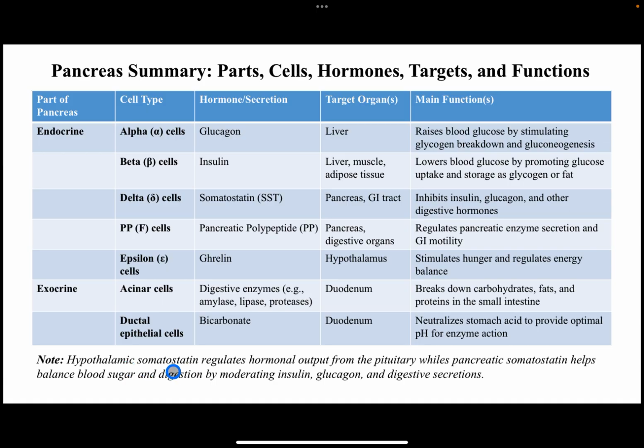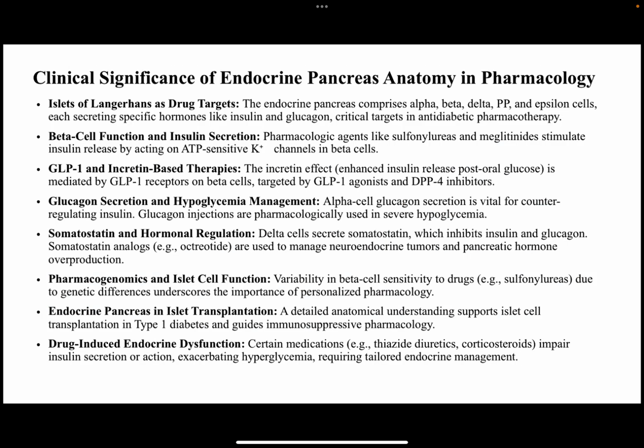Now, remember that we have hypothalamic somatostatin. In the endocrine system, we also mentioned that the hypothalamus produces somatostatin, growth hormone releasing inhibiting hormone, which regulates hormonal output from the pituitary. So, understand that we have a difference between the somatostatin produced by the pancreas and the somatostatin produced by the hypothalamus. That is something you should pay attention to. So the hypothalamic somatostatin regulates hormonal output from the pituitary, whilst the pancreatic somatostatin helps balance blood sugar and digestion by moderating insulin, glucagon, and digestive secretions.